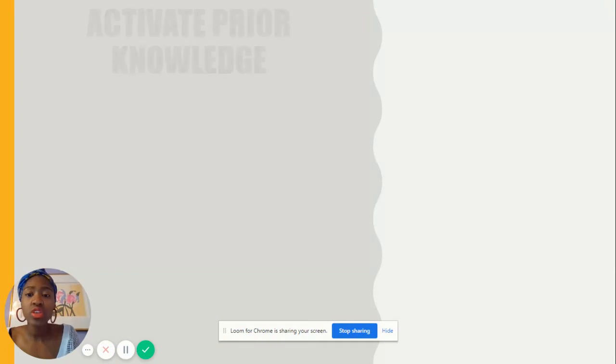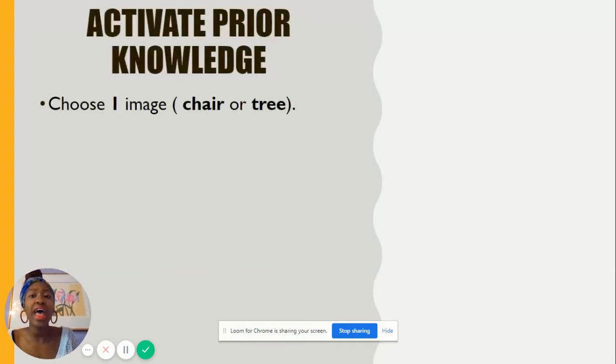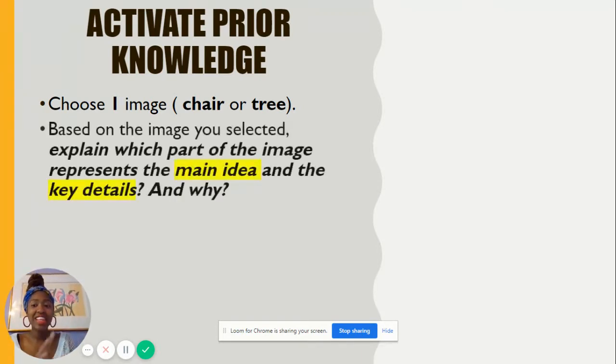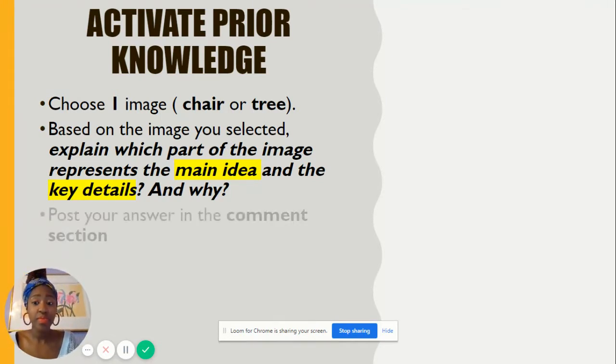Awesome sauce. So let's get right to it. I want to activate some prior knowledge. Step one, you are going to choose an image. You're either going to choose a chair or a tree. Step two, based on the image you selected, either a chair or a tree, which part of the image represents the main idea and the key details, and why? Next, you're going to post your answer in the comment section.